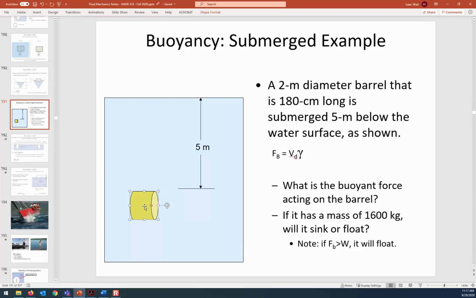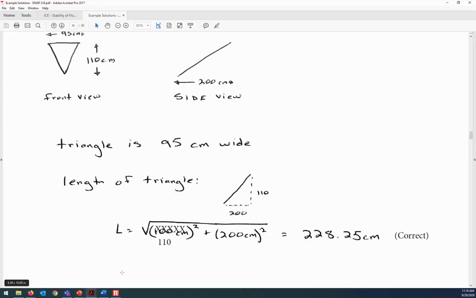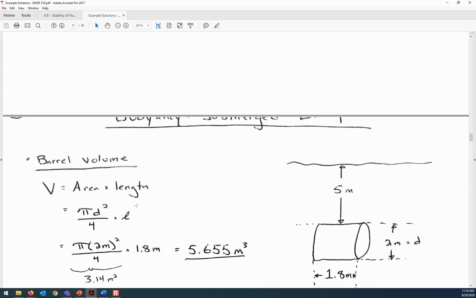How do we find the volume of a cylinder? Well, it's going to be the area multiplied by the length of the cylinder. So we can calculate the face area of that circular part by pi d squared divided by 4. We are given the diameter, so pi times this 2-meter diameter squared divided by 4 gives us the area, and then we have to extend that by multiplying the area by a length, and that gives us the volume. So you multiply it by 1.8 meters. All right, so the barrel volume is 5.65 cubic meters.